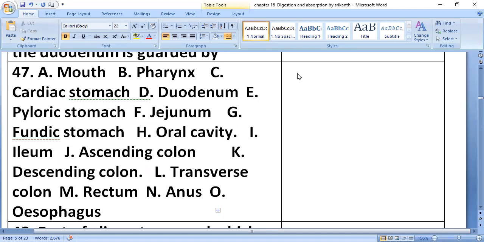A, mouth; B, pharynx; C, cardiac stomach; D, duodenum; E, pyloric stomach; F, jejunum; G, fundic stomach; H, oral cavity; I, ileum; then ascending colon, descending colon, transverse colon, rectum, anus, esophagus. We have to put them in order. A, H, B, O, C, G, E, D, F, I, J, K, L, K, M, N. This is the order.